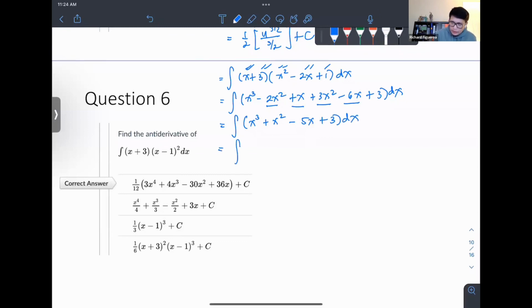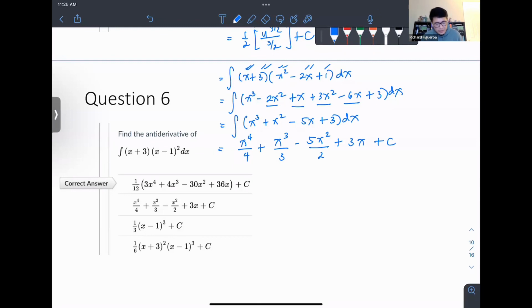The integral of this then, we can just use the power rule. So that would be x, 3 plus 1 is 4, all over 4. And plus x, 2 plus 1 is 3, all over 3. And minus 5, 1 plus 1 is 2, all over 2. And plus 3x plus c. Okay, so this is a trick question.